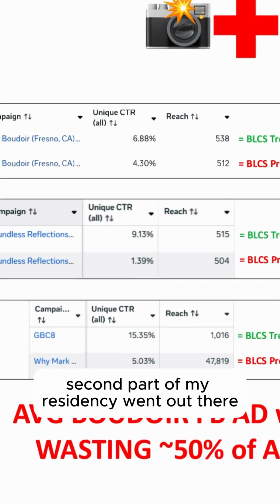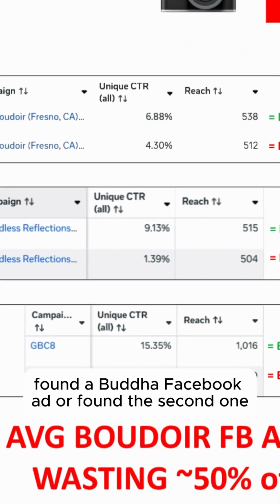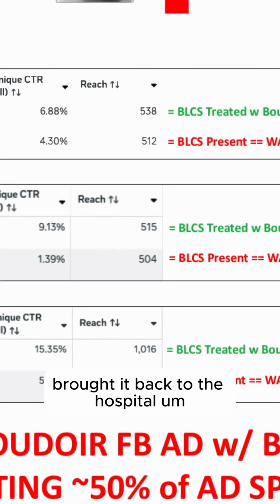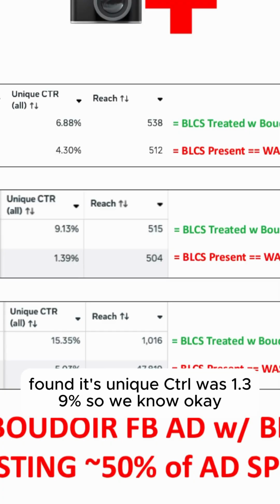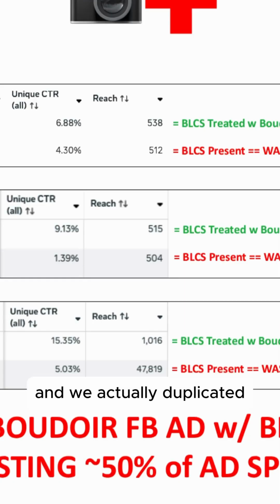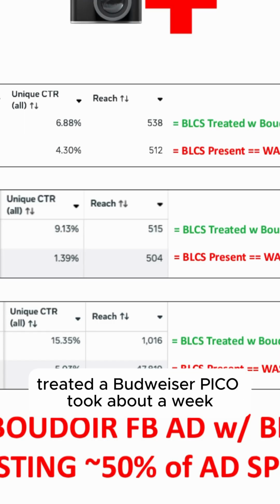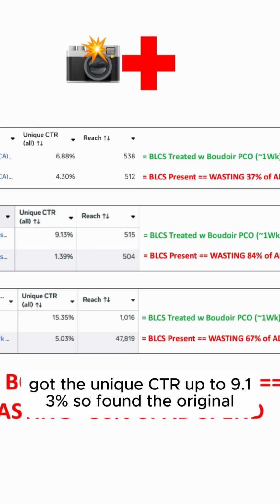Second part of my residency, went out there, found a Boudoir Facebook ad, found the second one, brought it back to the hospital, tested it, found its unique CTR was 1.39%. So we know, okay, BLCS is present because unique CTR is under 6%. And we duplicated it, treated with Boudoir Pico, took about a week, got the unique CTR up to 9.13%.